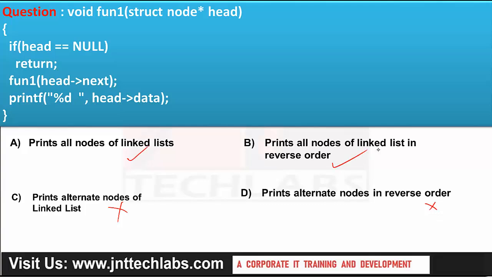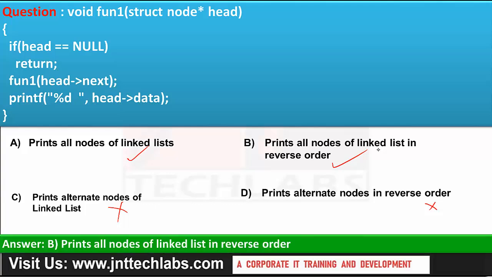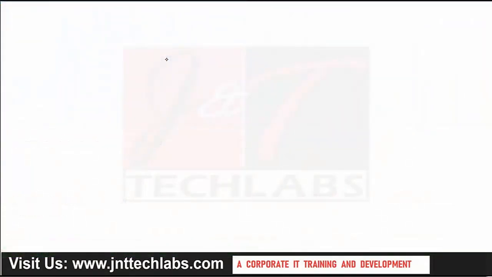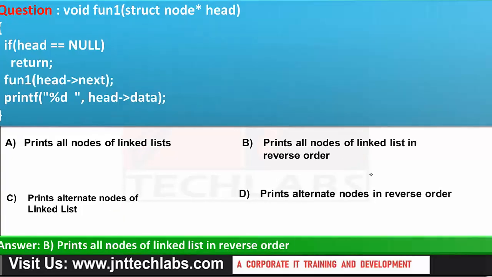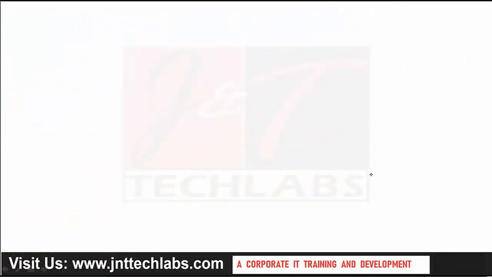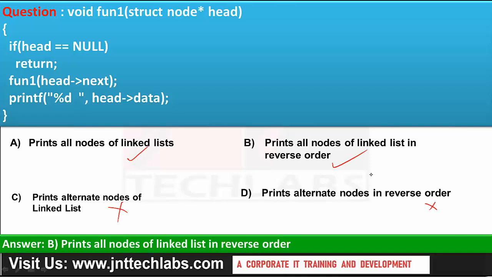But what we need to know is whether it is going in a forward direction or reverse direction. That is one more important thing we should understand. Okay. So it prints all the nodes of the linked list in reverse order, because every time we are going to a recursion function, and after that. So here that is the answer. This is the answer. This is not. Sorry, this is the answer. This is not. So in this position, this is the answer for us. In the forward direction, we are not going there.